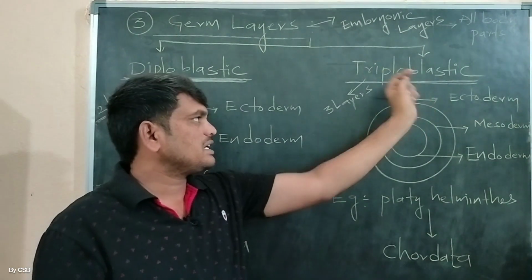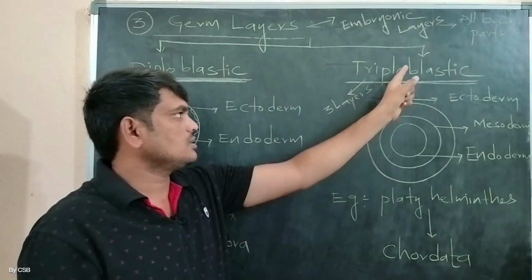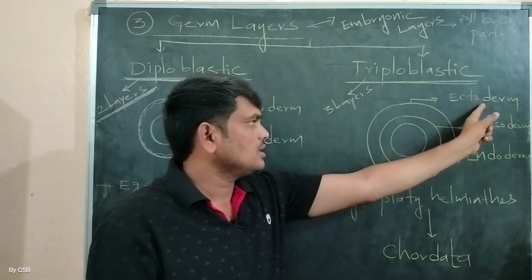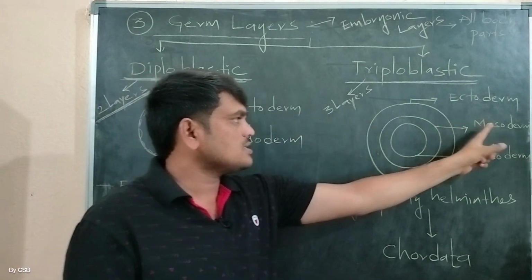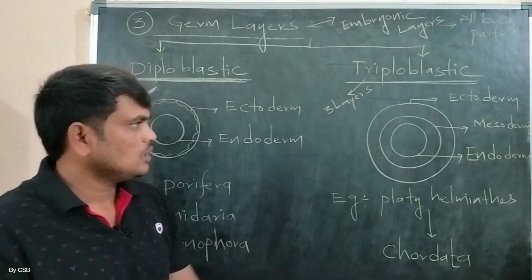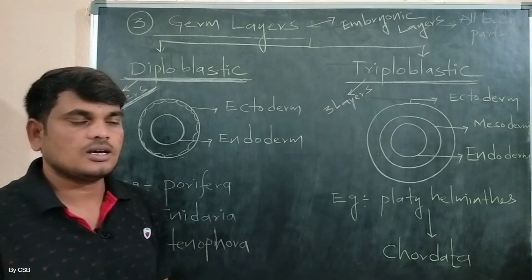So what about triploblastic animals? Tri means three layers. They have three layers at the embryonic stage. The outer layer is ectoderm, the middle layer is mesoderm, the inner layer is endoderm. By the presence of three layers, they are called triploblastic animals.